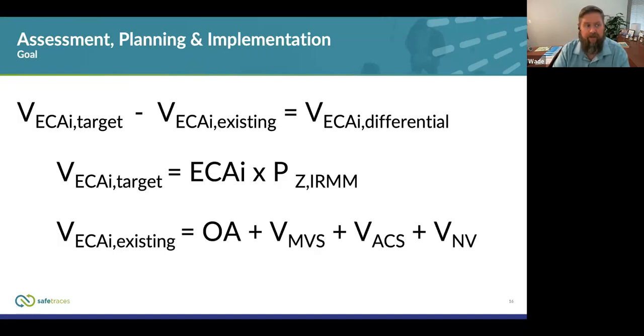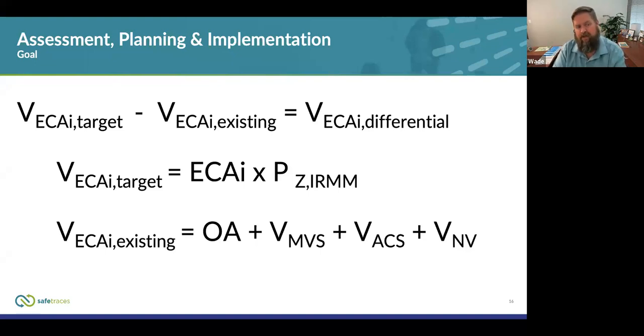So Bill talked about the ECAI, right? That's the volume of the equivalent clean air. We had a ton of fun with acronyms building this standard, just so you know. The first one is the target, and Bill just showed you how to calculate that. The goal is to figure out that target less what I have existing, which is a differential. If the differential in this case is negative, guess what? You're done. If the differential, as we found in most cases, is positive, it means your target is larger than what your existing system is providing, and then you're going to need to make some modifications.